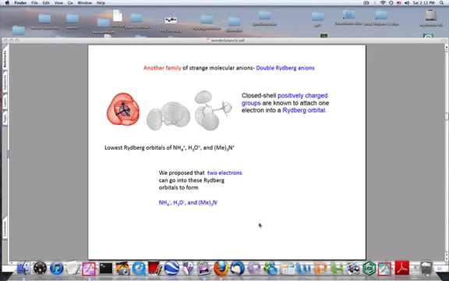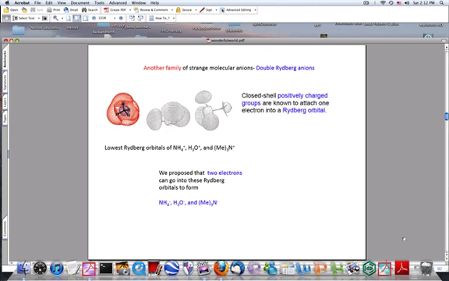Okay, so let's now look at another example, and that is the example of what are called double Rydberg anions. This is another member of our family that's especially unusual. So these double Rydberg anions, here's the basic idea. Suppose you had an NH4 plus cation, or maybe you had H3O plus cation, or maybe you had, actually, this should be tetramethyl ammonium cation is what I want to talk about.